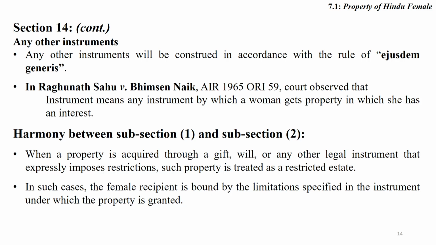But there is a need for harmony between subsection 1 and subsection 2. When the property is acquired through a gift, will or any other legal instrument that expressly imposes restrictions, such property is treated as a restricted estate. In such a case, the female recipient is bound by the limitation specified in the instrument under which the property is granted. So, there is a need for harmony between the two subsections, friends.